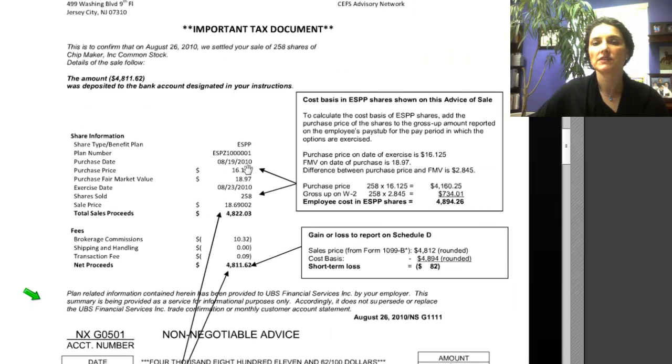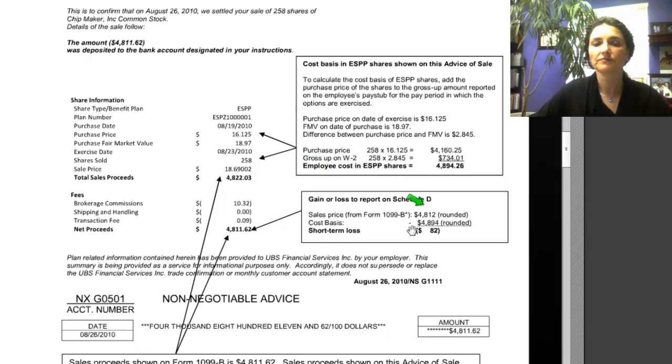The second advice of sale has the same type of formula going on. You look at the purchase price, you look at the fair market value, you look at the number of shares purchased, and the total sales proceeds. The difference between the fair market value and what that employee had to pay is grossed up into payroll as wages. Any amount grossed up into payroll as wages increases cost, so total cost to that employee is the actual amount paid plus the payroll gross up, and in this case that totals $48.94.